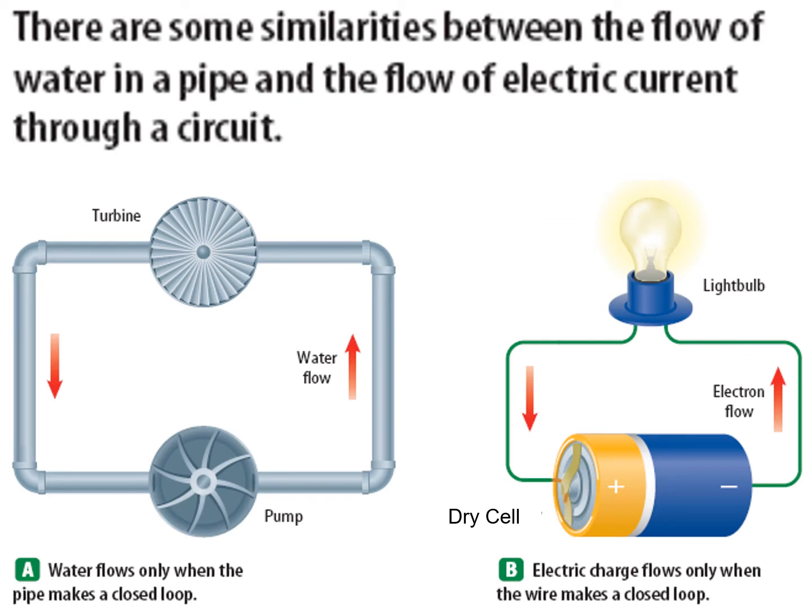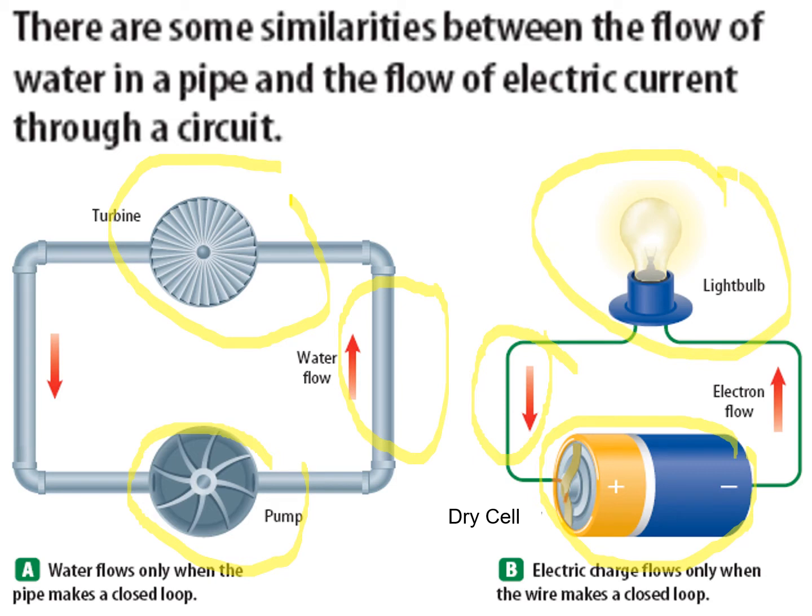Here is the diagram showing the similarities between the flow of water in a pipe and the flow of electrons through a circuit. They have similar components like the pump and the dry cell, the pipe and the conducting wire, the turbine and the light bulb. The water is pushed by the water pump, while the electrons are pushed by the dry cell.